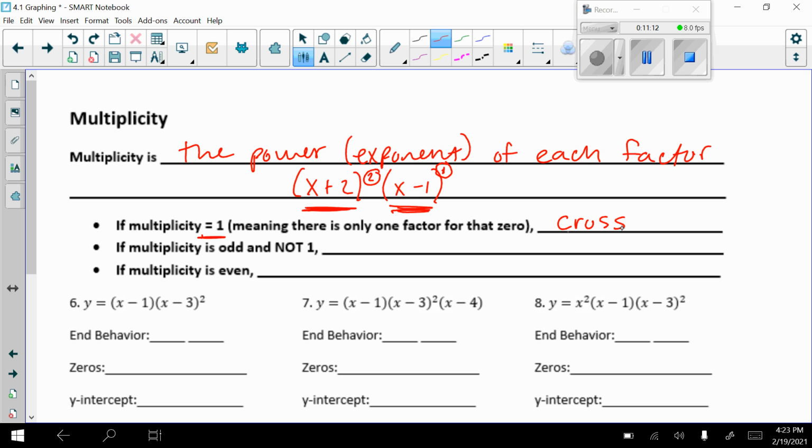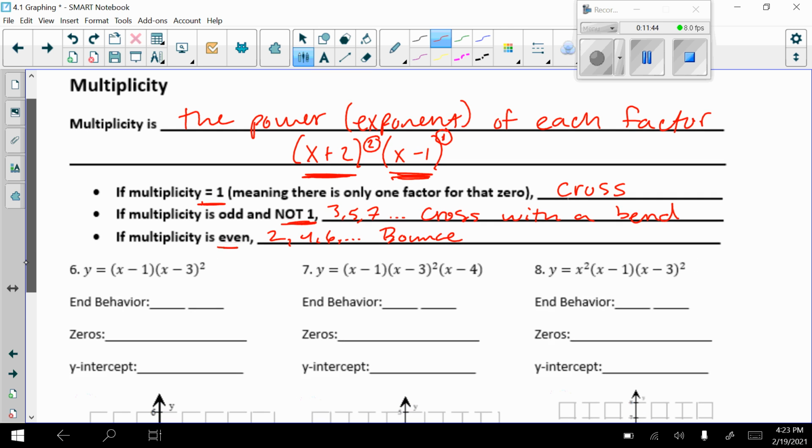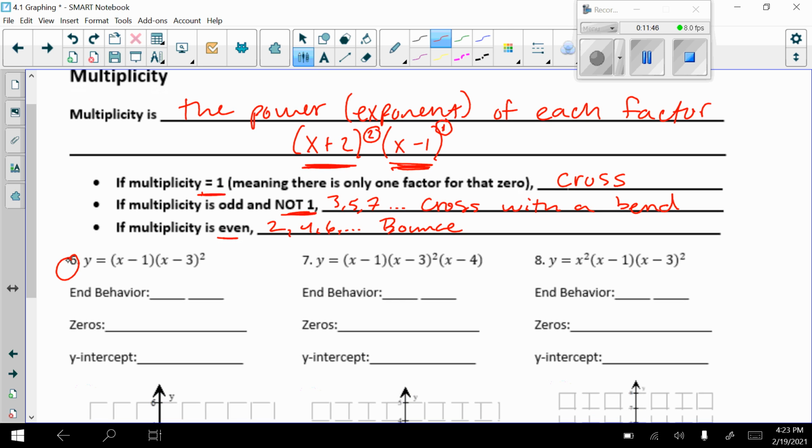If the multiplicity is odd and it's not 1, meaning like 3 or 5 or 7, something like that, we're going to do this weird thing that we call crossing with a bend. And then the last scenario, if the multiplicity is even, that could be 2, 4, 6, something like that, we are going to bounce off of the x-axis. Right? And I know you might have no idea what I'm talking about, and that's okay. I'm going to show you what all of this means here in an example, and then we're going to practice it a little bit. So let's do this one right here.